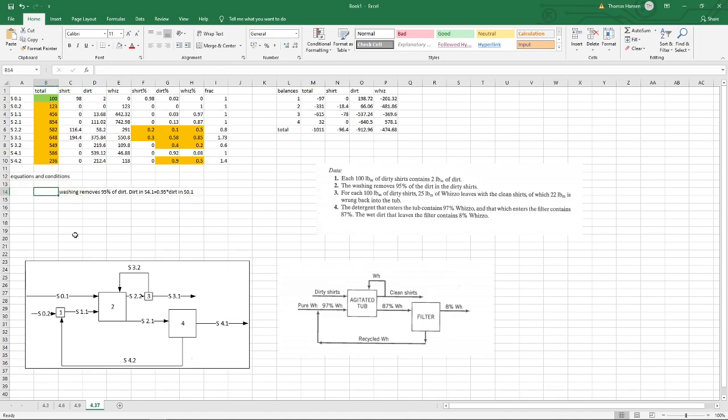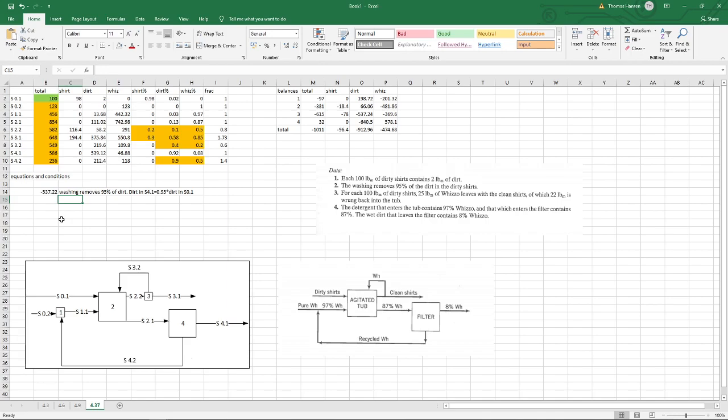So how do we do this as an equation? Well, we have 95% of the dirt in stream 0.1 up here. If I subtract the amount of dirt in 4.1 from 95% of the dirt in 0.1, that should give me 0 if this condition is fulfilled. So that's one piece of information we're given.